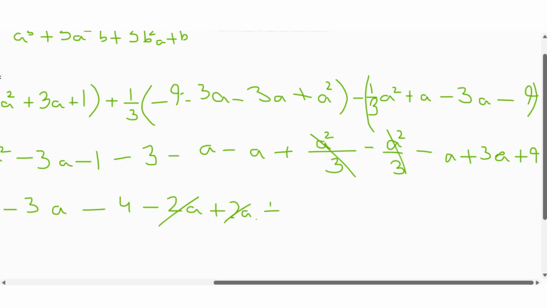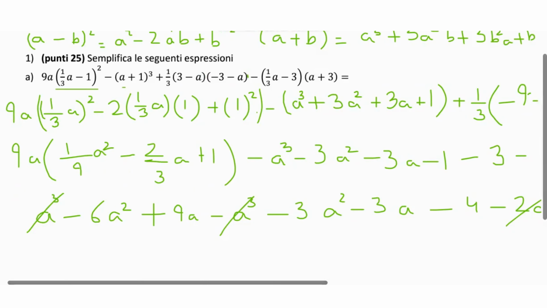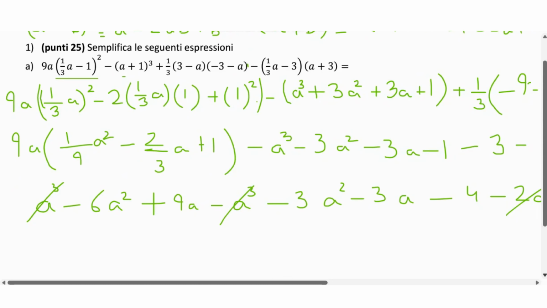And we have 9 in here. Is that all we have? Yes. Now let's move forward and let's see what we have. 6a squared minus 3a squared. Do we have another 3a squared? No, we don't. So it's minus 9a squared.